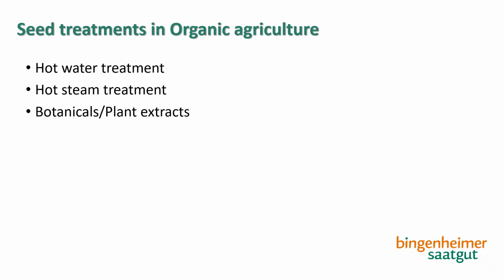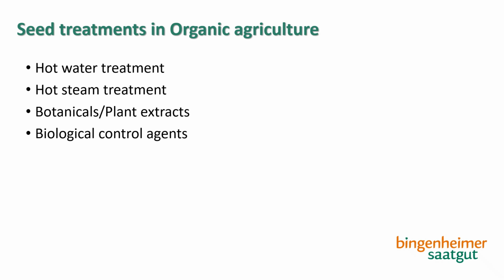Botanicals and plant extracts are substances that are derived from plants and can reduce pathogen loads. One example is Tilliquor. This is a mustard seed meal that is used against bunt diseases, Tilletia, in cereals. Also, neem oil has been shown to have good activity against different fungi, for example, Fusarium and Alternaria. Their efficiency varies depending on the pathogen and treatment conditions, and they are not commonly used for large-scale treatments of seeds.